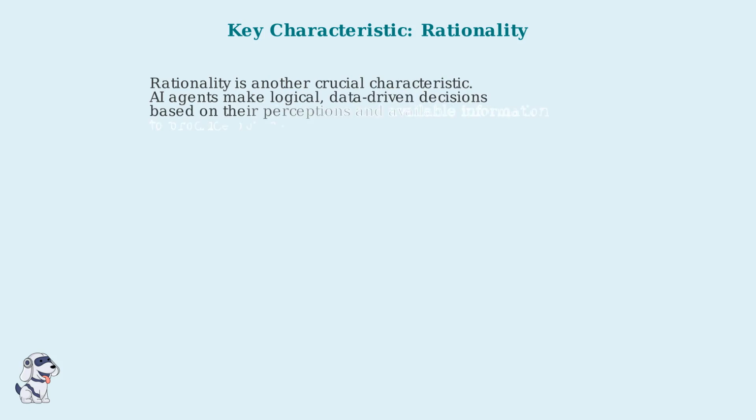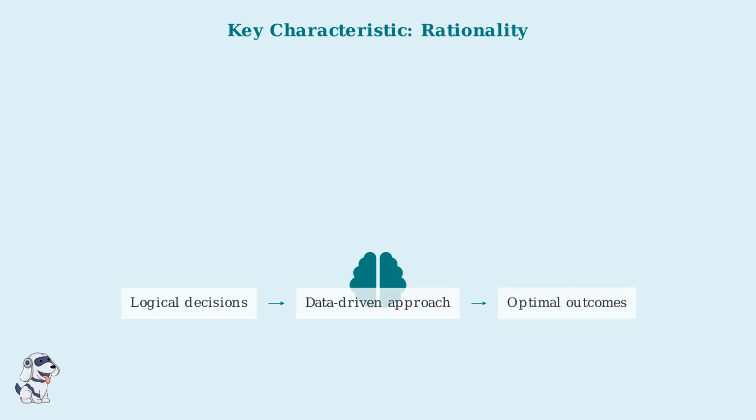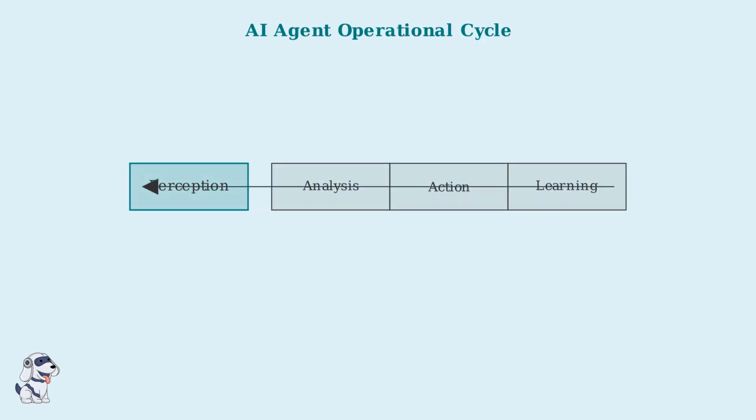Rationality is another crucial characteristic. AI agents make logical, data-driven decisions based on their perceptions and available information to produce optimal results and performance. They strive for the best outcome based on the data they have. AI agents operate through a continuous four-step cycle.